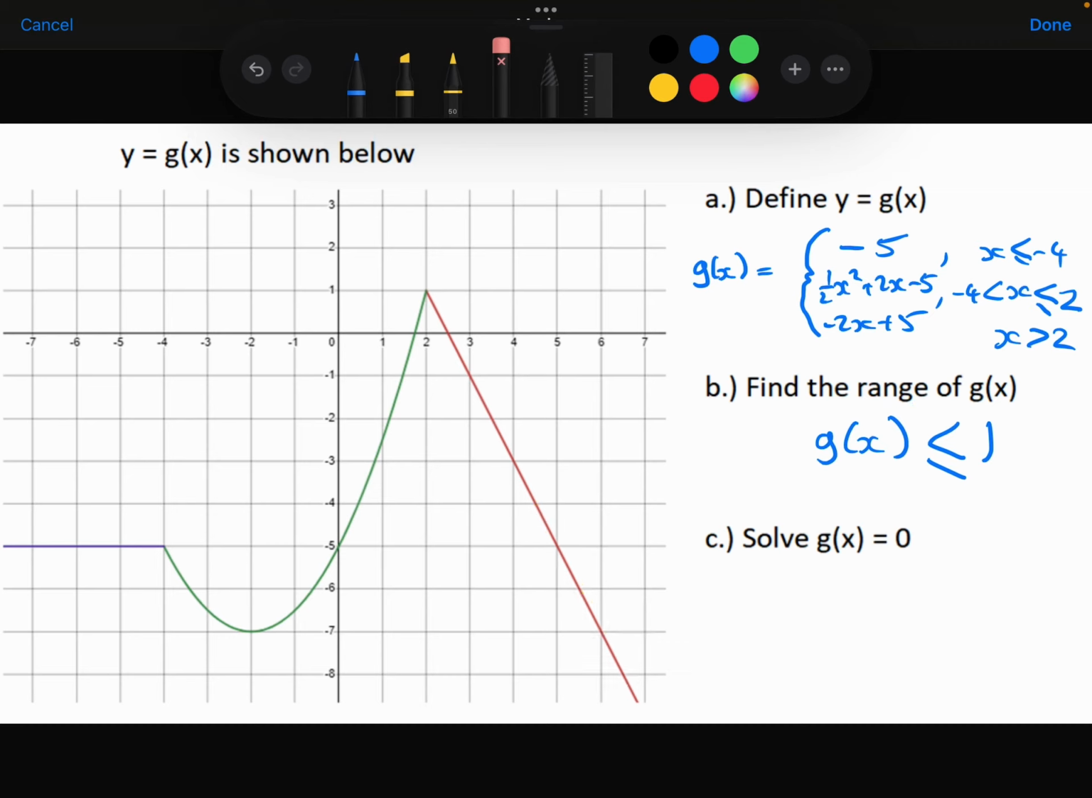And then the final part of the question, solve g of x is equal to 0. I can see that my function is equal to 0 in 2 places, here and here. This one is quite easy to solve. That's my straight line. That's my minus 2x plus 5. So that's going to be equal to 0 when x is 5 over 2 or 2.5.